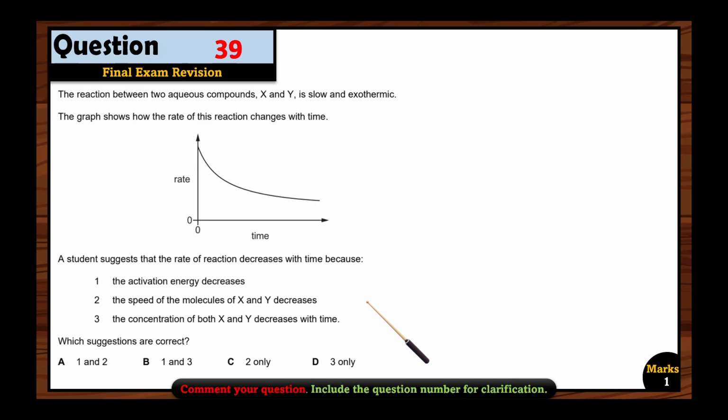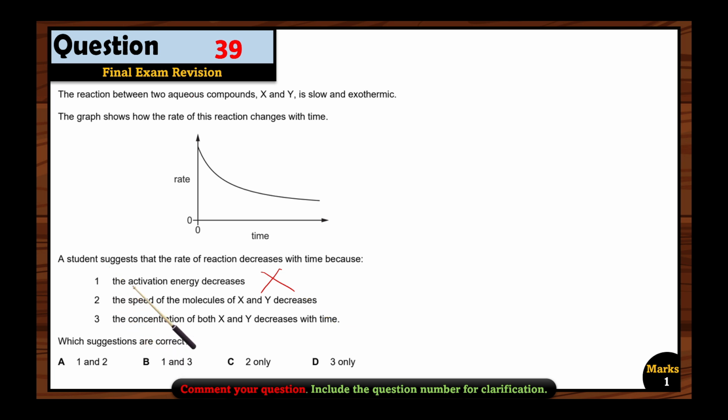Question 39. The reaction between two aqueous compounds X and Y is slow and exothermic. The graph shows how the rate of the reaction changes with time. A student suggests that the rate of reaction decreases with time because the activation energy decreases. Wrong. Activation energy of the reaction always remains the same, right? Only if you add a catalyst. We are not adding a catalyst, so how will it decrease?